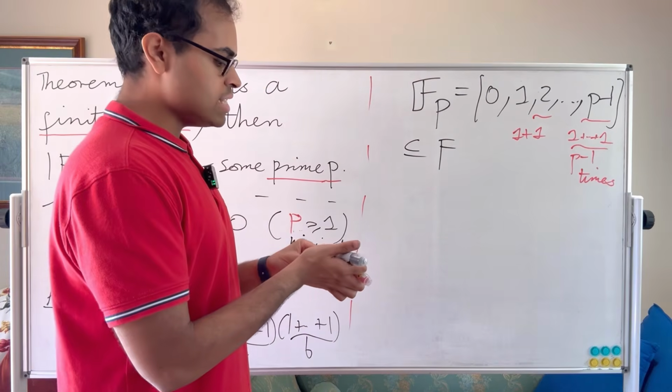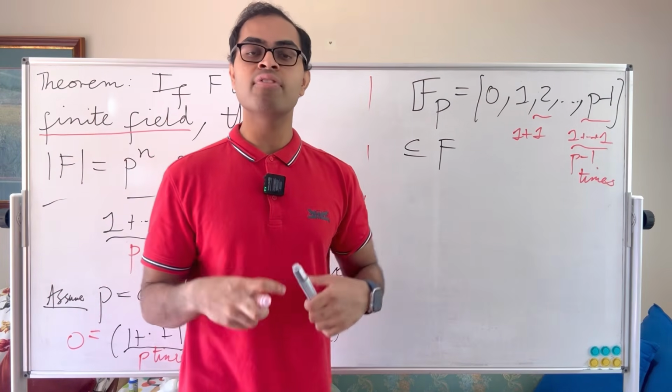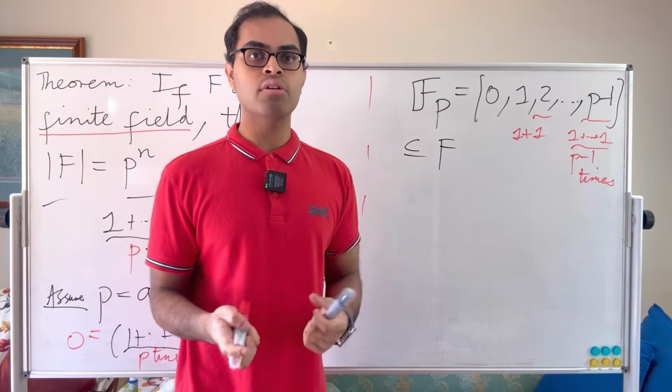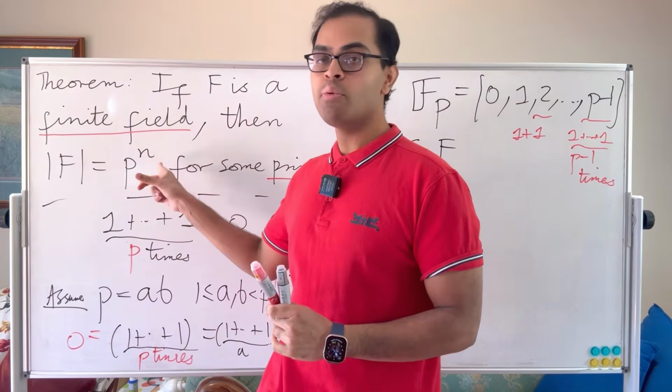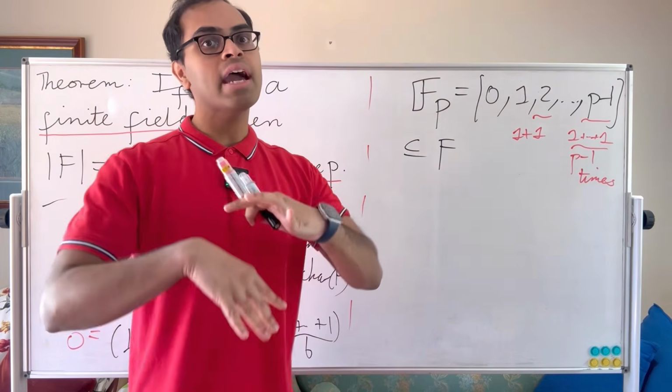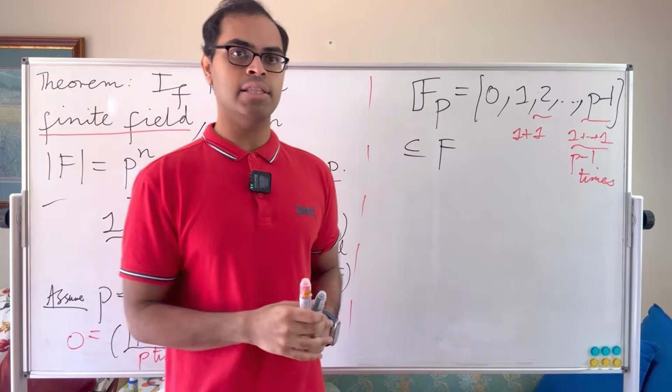But what's important here is this gives F the structure of a vector space over Fp. And I'm explaining everything from first principles to intuitively see why this is true. I'm not hiding behind a bunch of theorems. That's how I'm trying to explain this math to you.